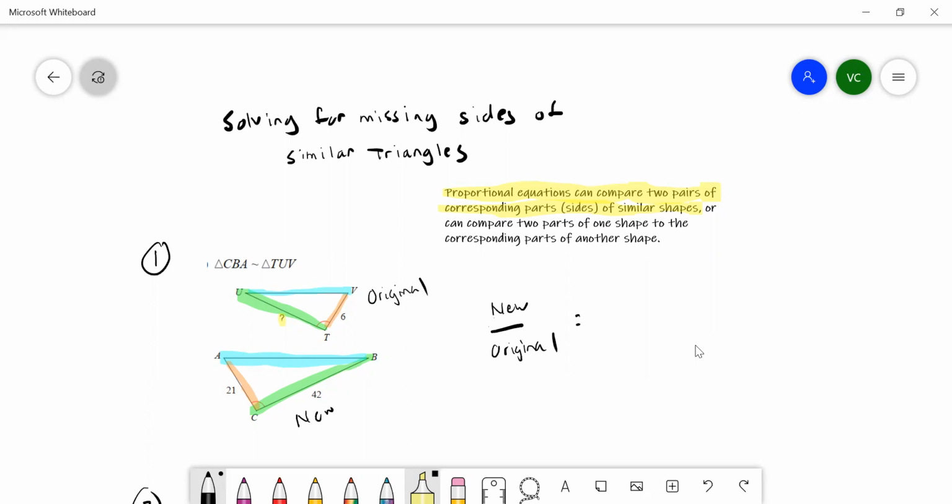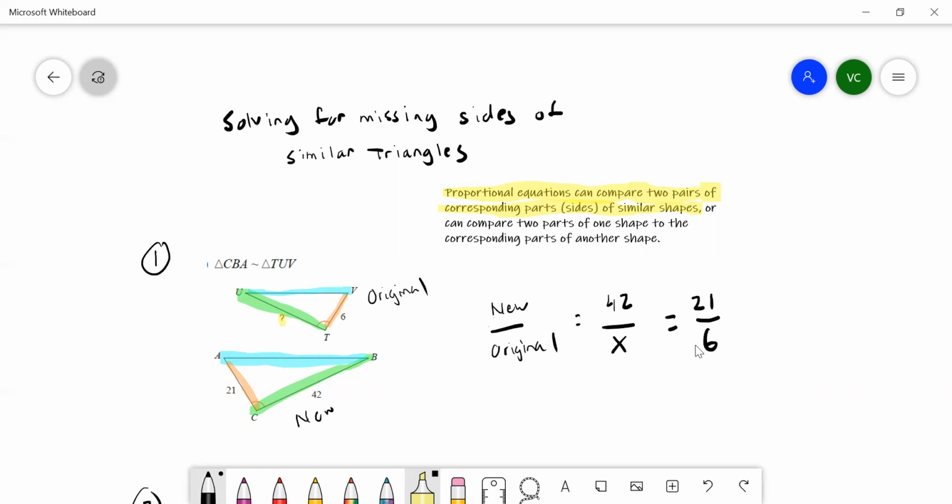So if I were to use the green, I could say the new is 42 over the original, and we could call that X because we don't know what it is. And from the new, let's take the 21 because that's the only other number we have. So that's orange, divided by the original, which is 6.